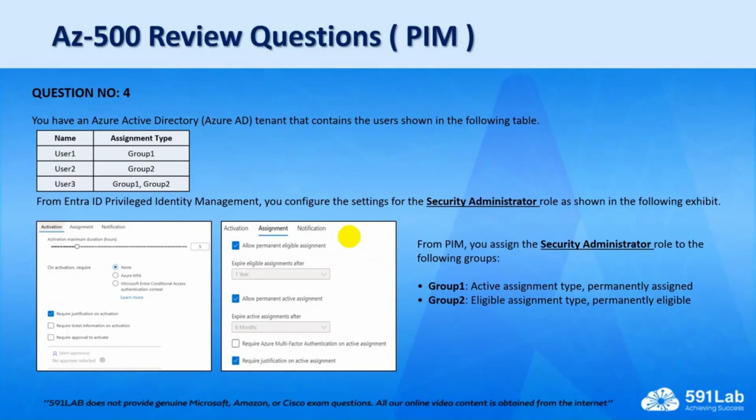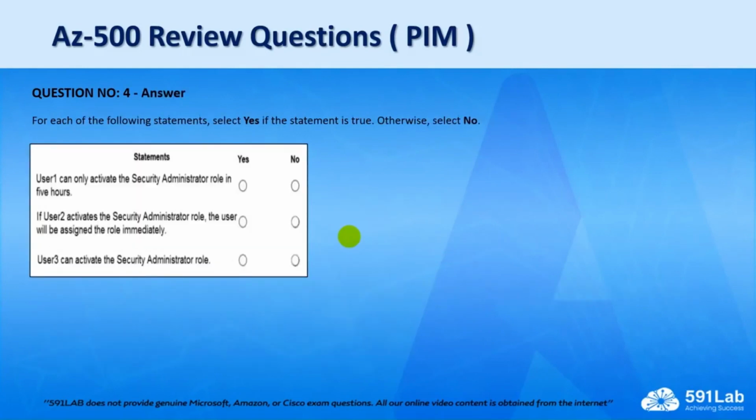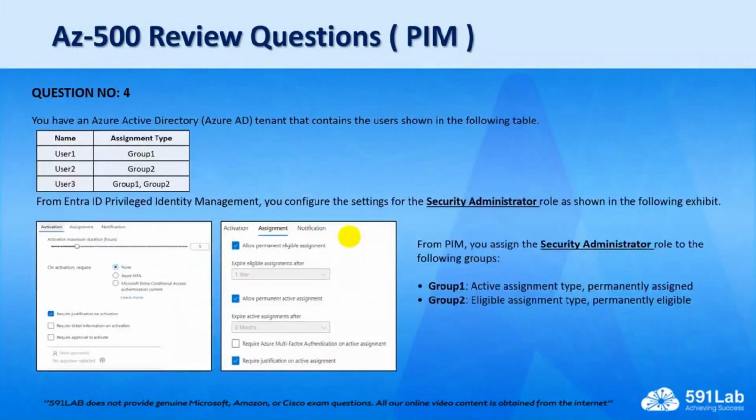Right? So let's read the next section for answers. Okay. So for each of the following statements, select yes if the statement is true. Otherwise, no. Let's read out the first statement. User 1 can only activate the security administrator role in 5 hours. So look at this question again. Here we have the activation maximum duration of 5 hours.